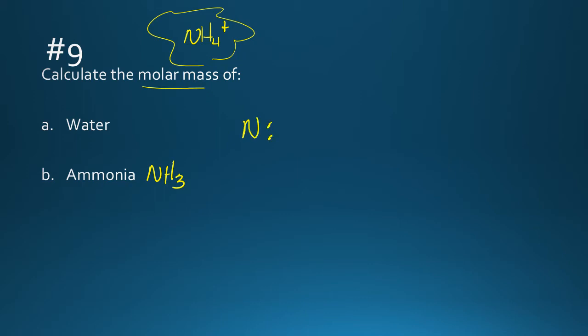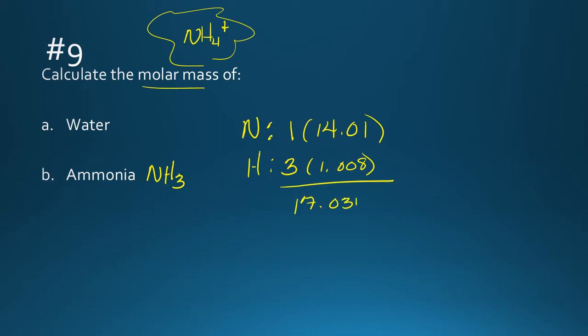Nitrogen, how many nitrogens? 1. Times the mass of nitrogen, which is 14.01. And then we have hydrogen. How many do we have? 3 times 1.008. Plug that into your calculator. 17.034 grams per mole. And you could have just said 17.03.